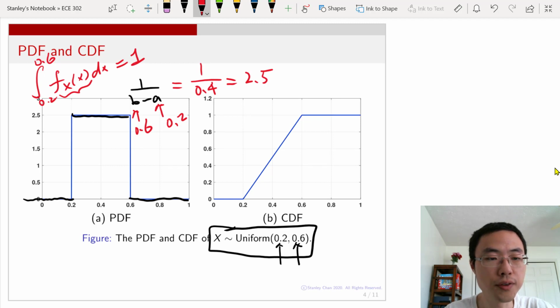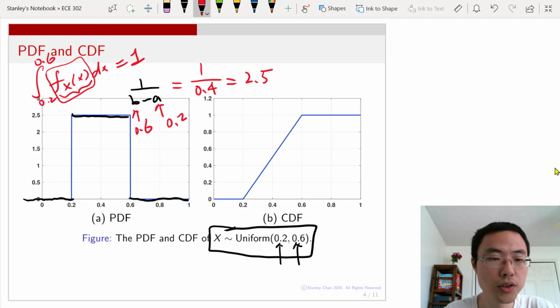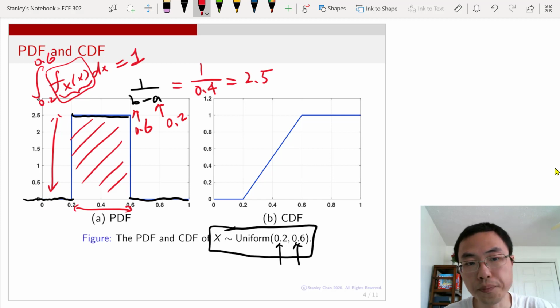If the range is from 0.2 to 0.6, which has an interval of 0.4, then you know that the height of this quantity here, since it has to be non-negative, has to be bigger than 1 in order to get this integral to 1. Because you require the area under the curve to be 1, and the width is less than 1, the height has to be more than 1. So this is something different from a probability mass function.